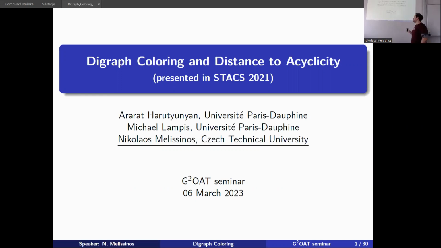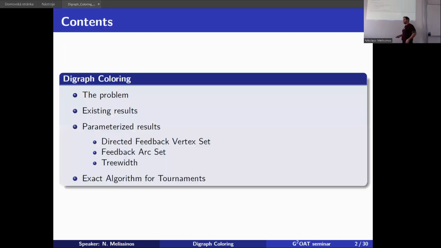I will present one of my previous works, presented at STACS 2021, which is related to graph coloring, and in particular in directed graphs, and what relation it has with acyclicity on these graphs. This work was with my previous supervisor, Arnaud Khan, and another colleague, Michael Lampis, from University Paris Dauphine. Okay, so first I will present what the problem is, and what its relation is with the classic graph coloring.